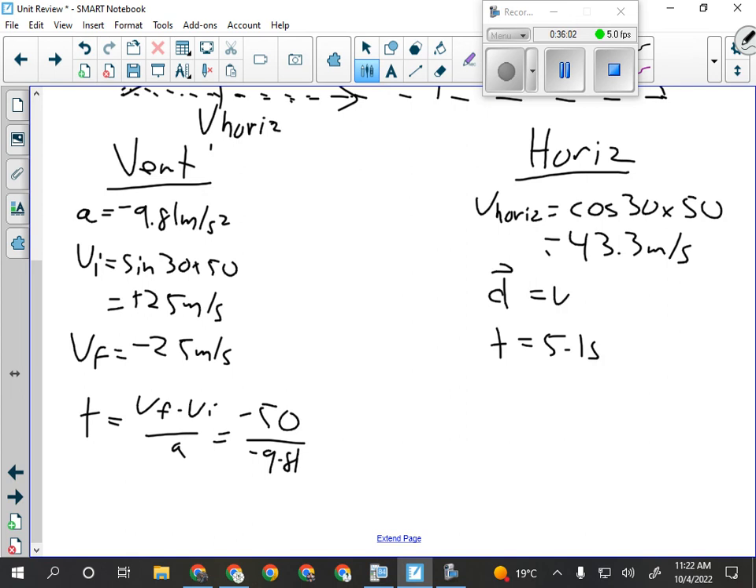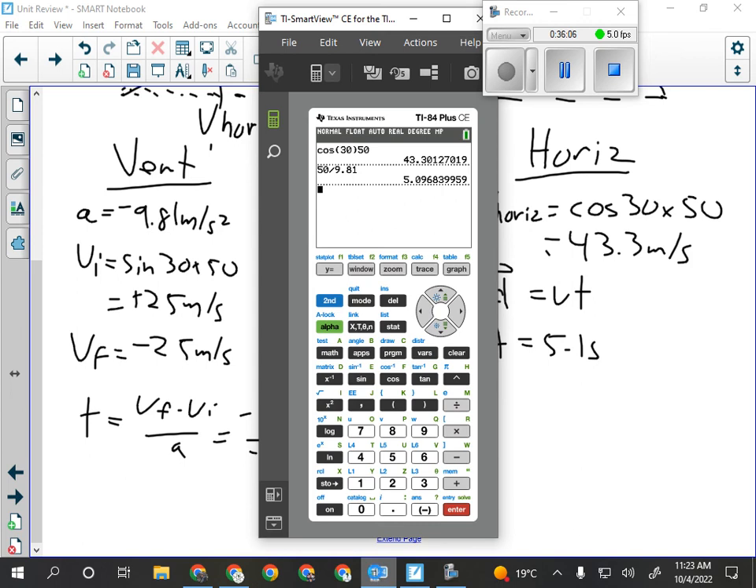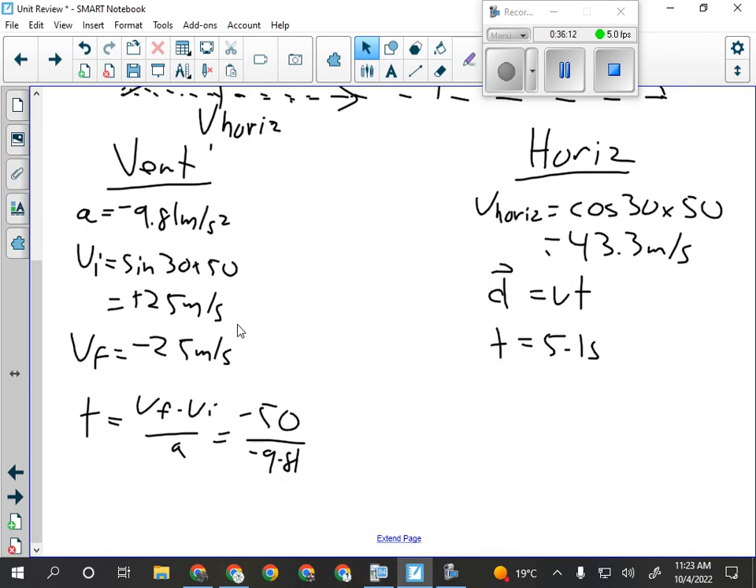Okay, we plug that in here. D equals V times T. So we take that number and we multiply it by the velocity we calculated earlier. This thing is going to travel 221 meters. I think we only have 2 sig digs though, so that'll be 2.2 times 10 to the 3 meters horizontally.